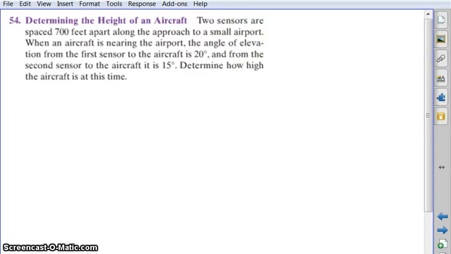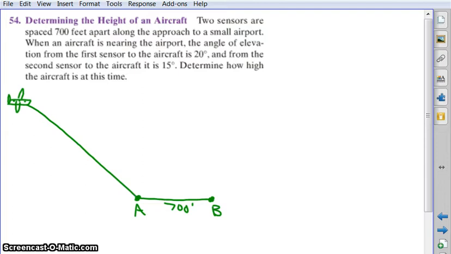So what this is describing is it's saying we have a sensor over here and a sensor a little further along down the airport. So they are 700 feet apart, and it says that we have an aircraft. When an aircraft is coming near, there's my aircraft. We'll give it a tail, we'll give it some wings, maybe some windows. There you go. We have this aircraft approaching the airport, and the first sensor that it sees is sensor A.